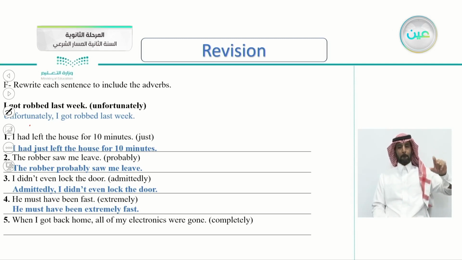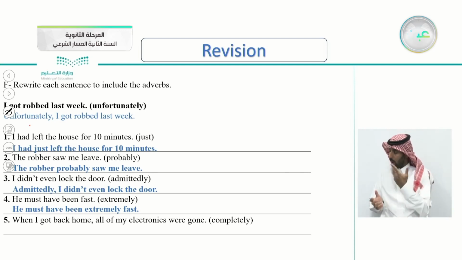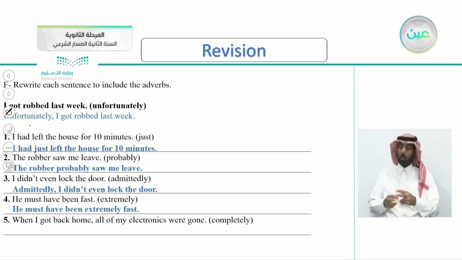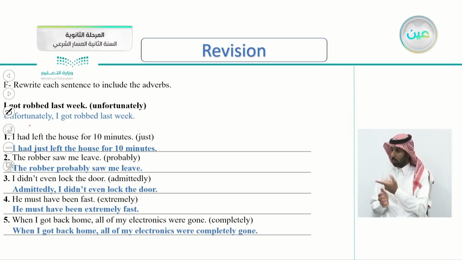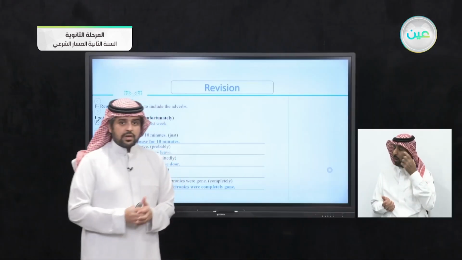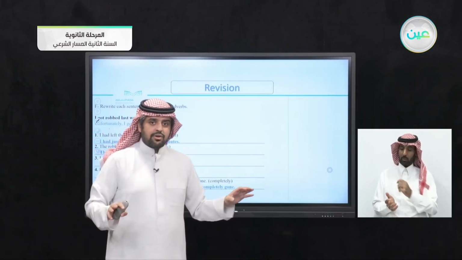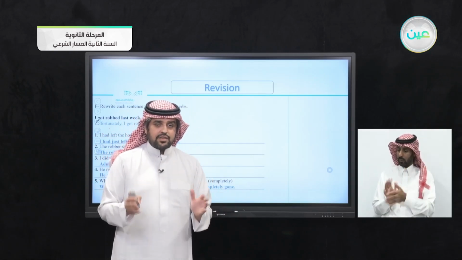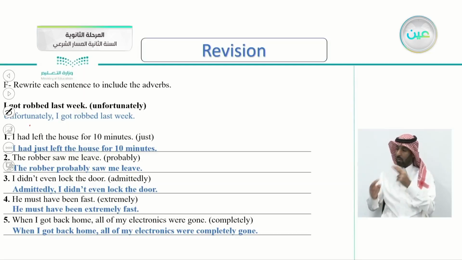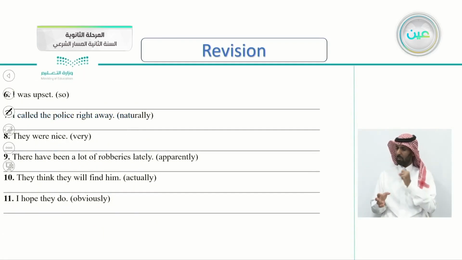Number five, when I got back home, all of my electronics were gone, and the adverb: completely. Yes, that's correct. When I got back home, all of my electronics were completely gone. What's the meaning of completely gone? It means that there was nothing left. He took everything. All of my electronics were completely gone.